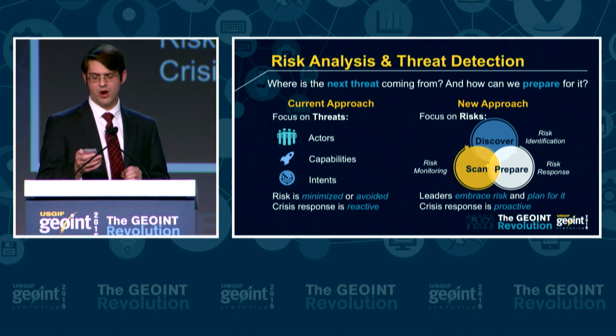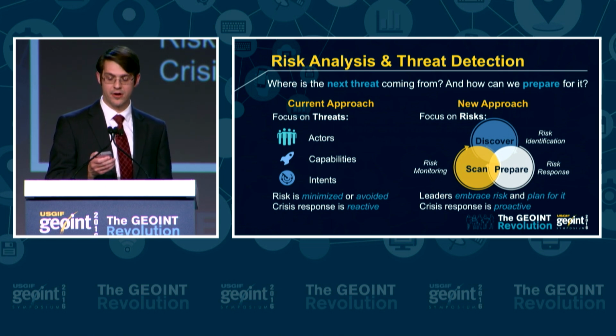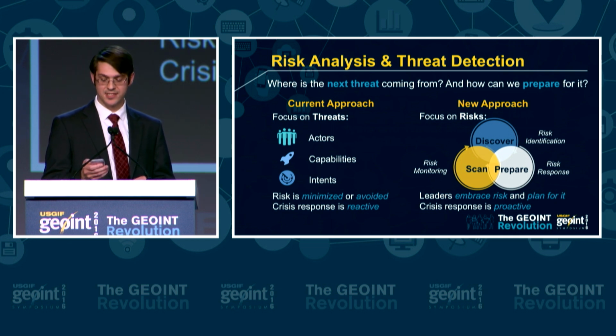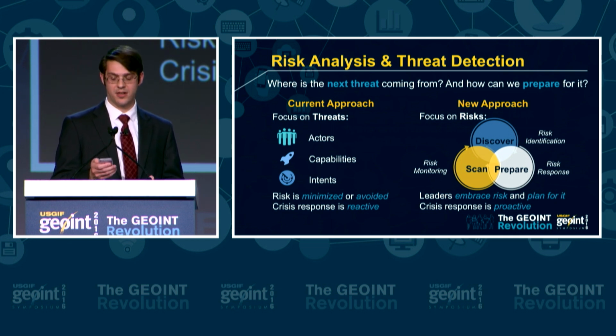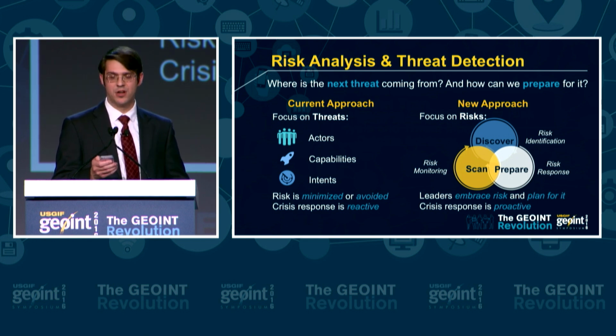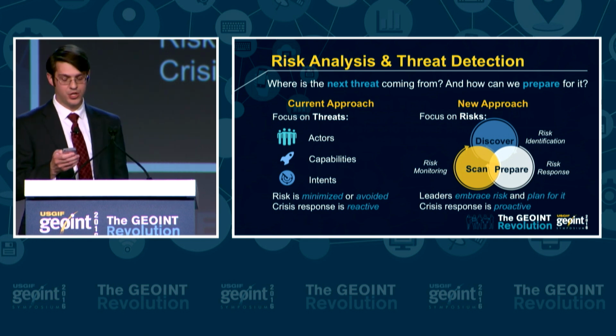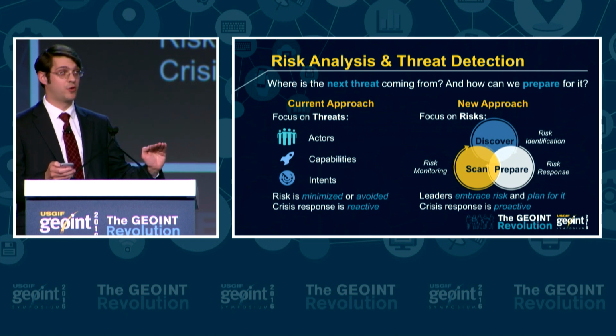But often, our response to threats has been reactive. We tend to minimize risk or avoid it altogether. But now we're ready for a new approach, one that embraces risks and even plans for it. We know risks are constant, so we can now identify risk indicators, plan our responses, and use tools and technologies to scan the environment for these risk indicators, check for threats, and monitor that environment in real time.